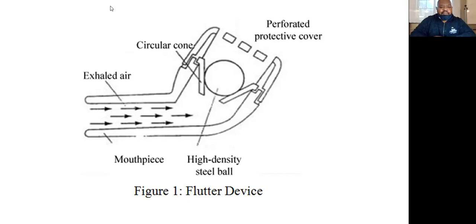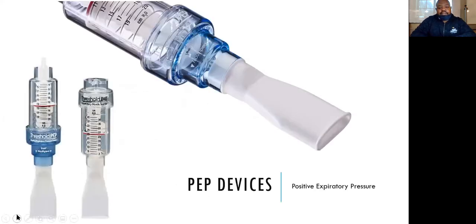All right. This ball here is that weighted ball here. As you exhale through there, that ball lifts and closes, and that gives you that back pressure. So just a little quick diagram of the flutter device. All right, now this is the PEP device we talked about. There is no flutter with this, it's just one back pressure. This is the PEP device.